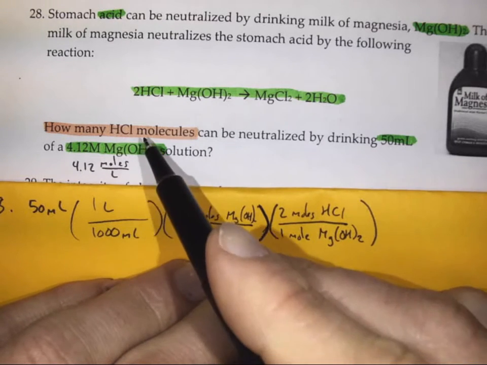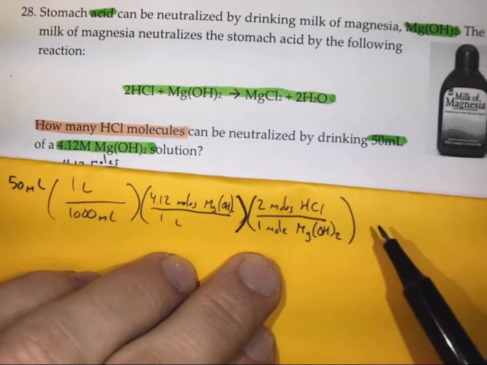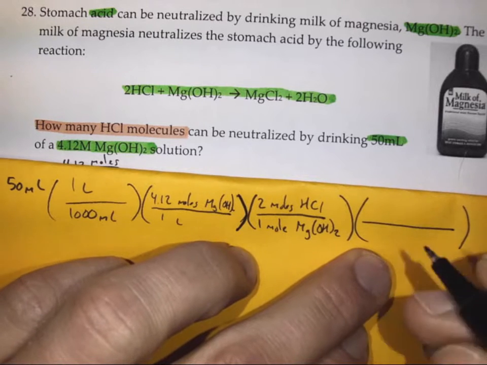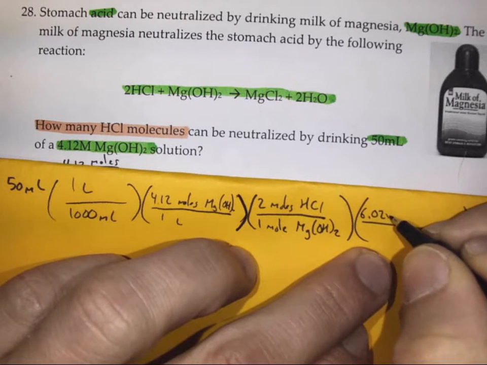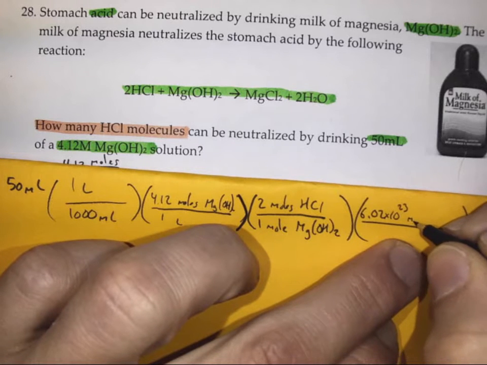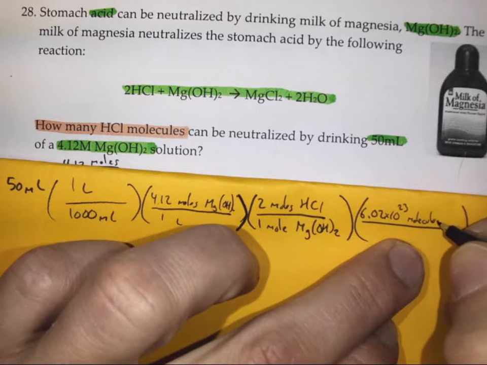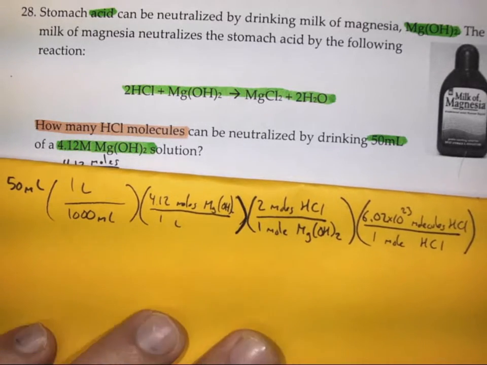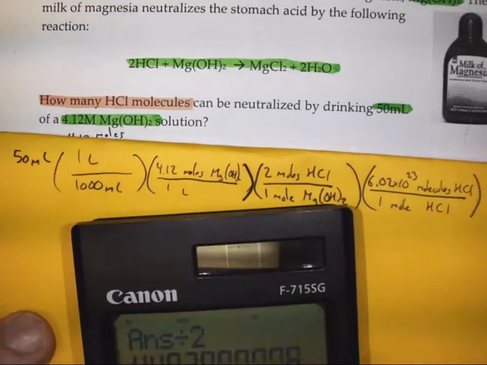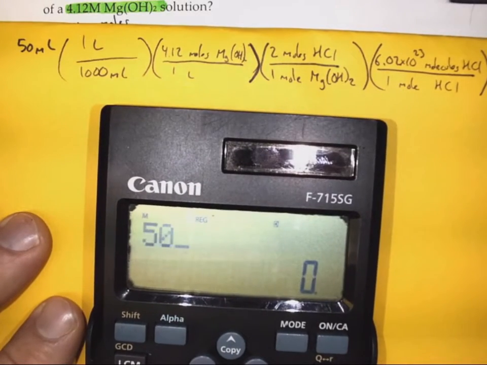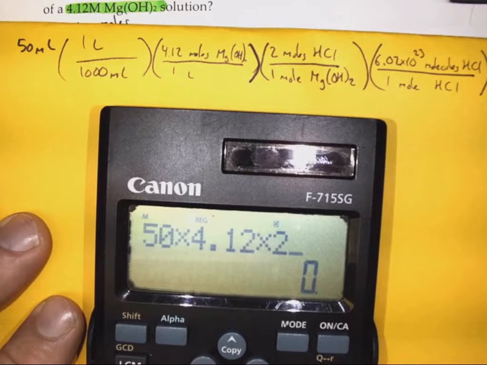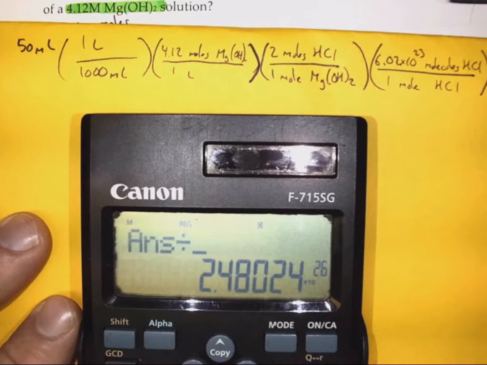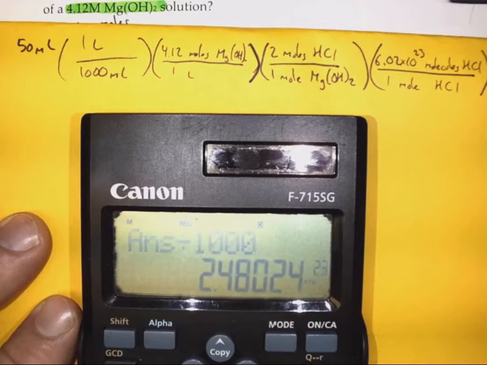Great. But we're asked how many molecules, so we've got to convert moles into molecules. So the last step is we're going to use Avogadro's number. So 6.02 times 10 to the 23 molecules of HCl for every 1 mole of HCl. And then we're done. All right, so we'll put it into a calculator here. We've got 50 times 4.12 times 2 times 6.02 times 10 to the 23. That's a big number. All right, and we're going to divide that by 1,000.